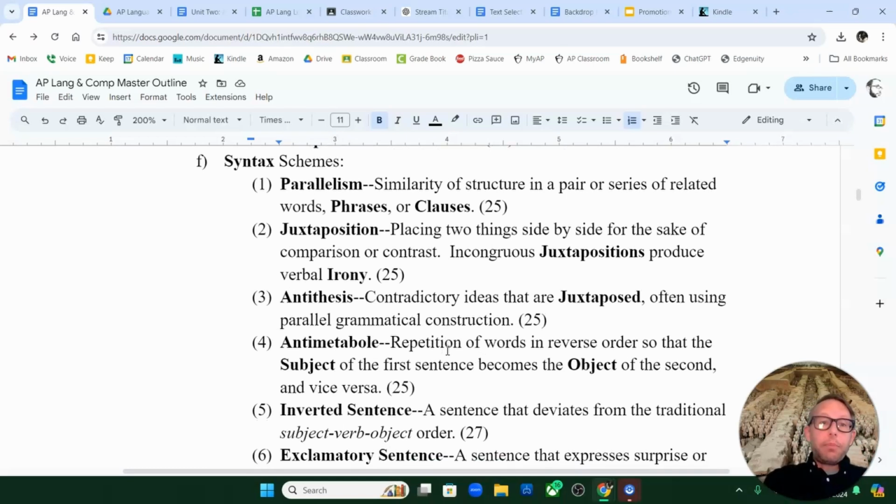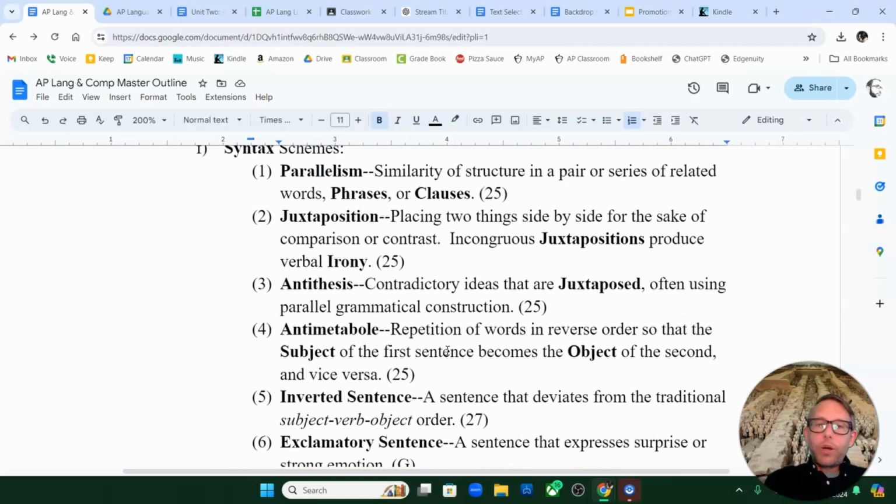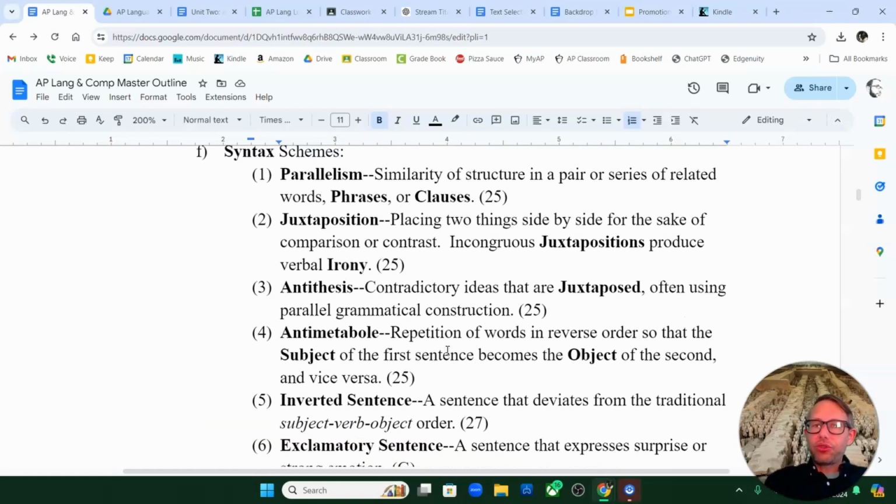Okay? Now, some of the syntax schemes that we want to think about, ways that we can be constructing sentences syntactically in unique and interesting ways. Okay? First off, we want to talk about parallelism. Similarity of structure in a pair or series of related words, phrases, or clauses. You may hear me say that to you guys a lot.